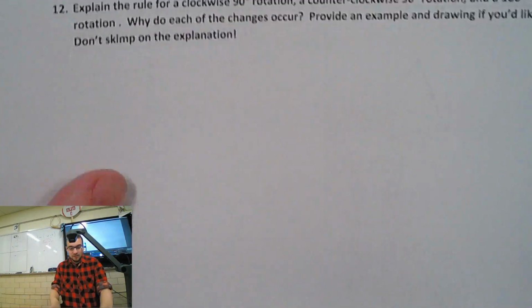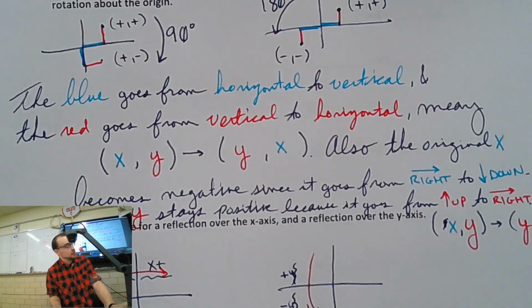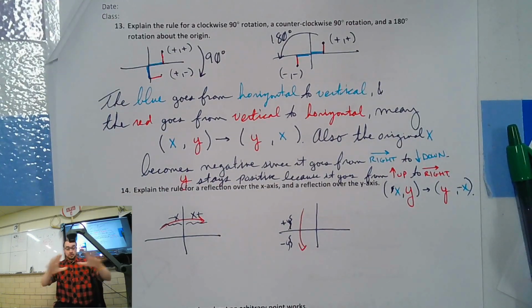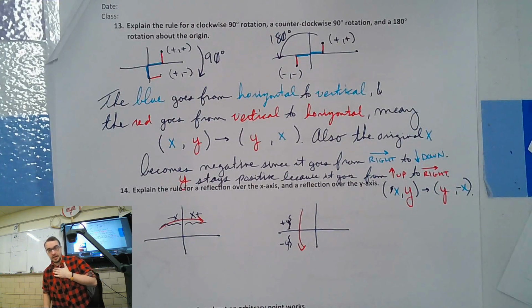12. Explain the rule for a 90-degree clockwise rotation, a counterclockwise rotation, and so on. Here, this is from our review from the quiz. So here's what I wrote. You can take a picture, okay? I am going to read it, okay? So take a picture now.